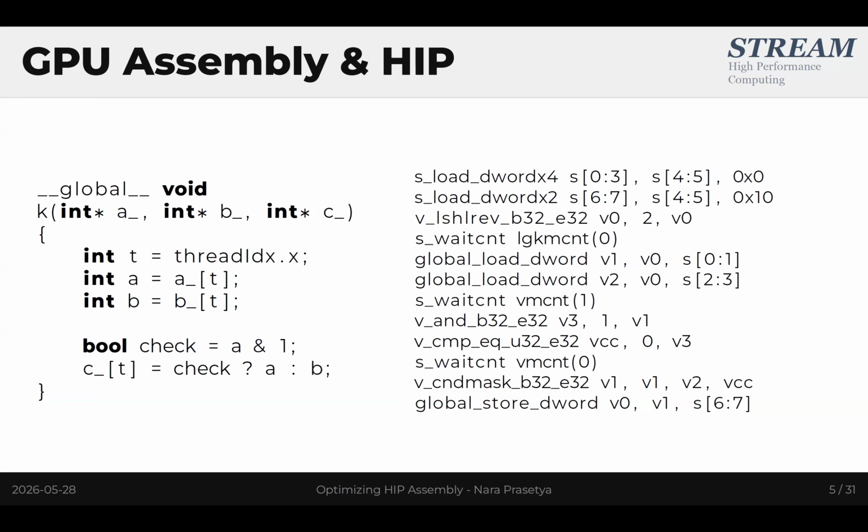So the loads are just loading things from global memory. It does some bit shifting. It waits for data to be available. So that's the wait count, LGKM CNT. We do more data loading. We wait for the data to arrive. We do our bitwise check here. So we're checking the first bit, and then we wait for our A or B value to be arriving, and then we can write that out. So that's very simple. Any questions so far here?